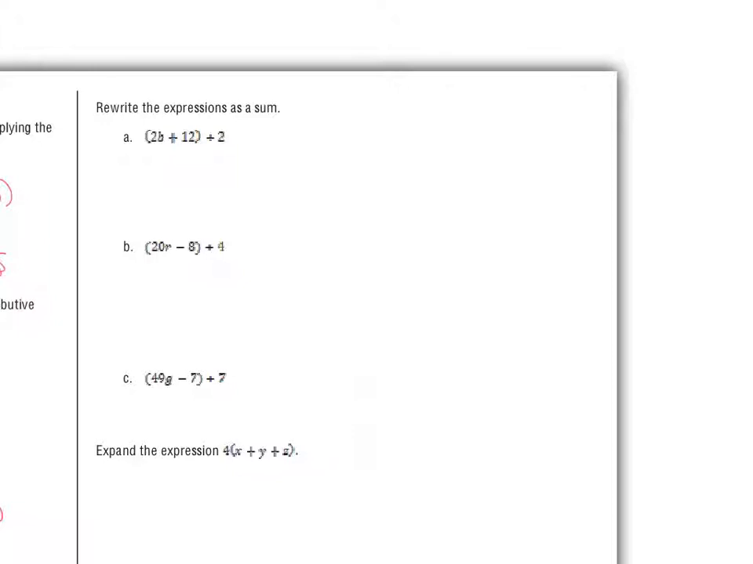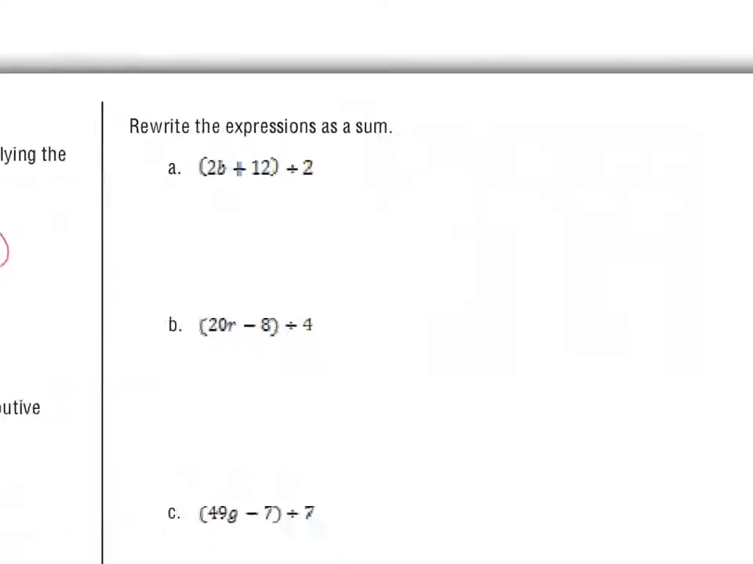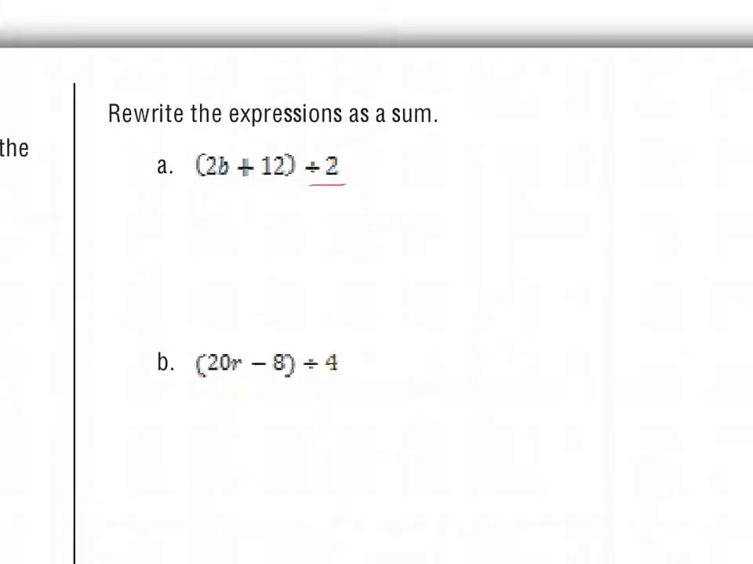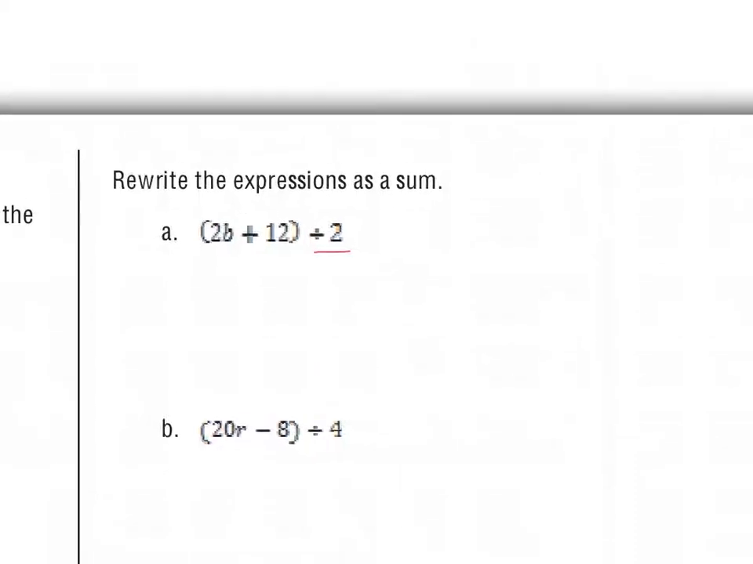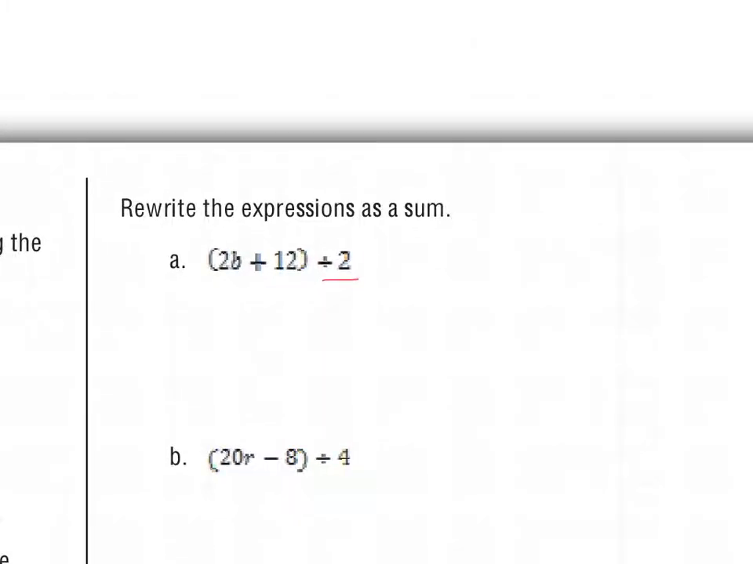Alright, so this one asks to rewrite each expression as a sum. The reminder here is that these are each divisions, and we know that we can rewrite each division as a multiplication, so we can use the distributive property. So I'm going to rewrite each of these as a multiplication first, reminding me that I'm going to change this to multiply by the reciprocal. The reciprocal of 2 over 1 is 1 over 2. So it's 2b plus 12 times the reciprocal 1 over 2.